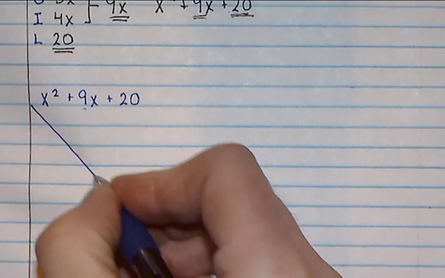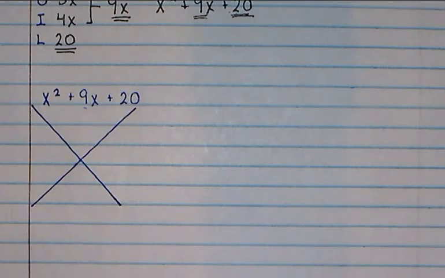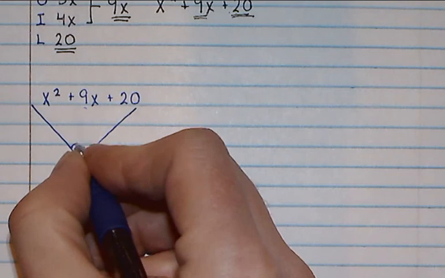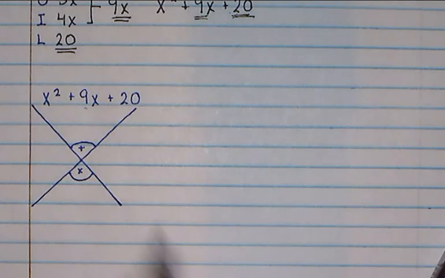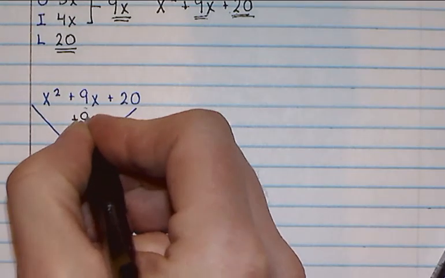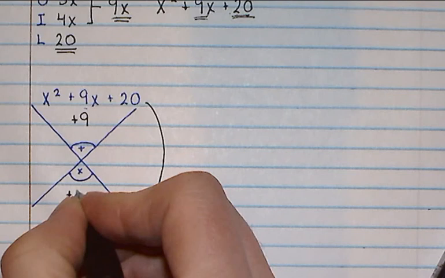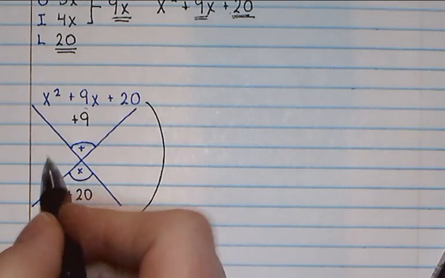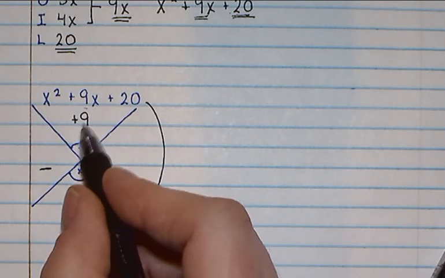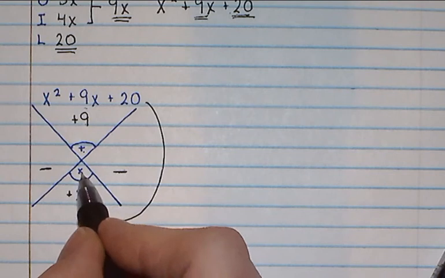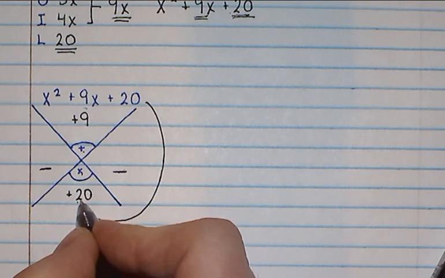What I want you to do is to draw an X underneath the problem. And I want you to put a plus here and a multiply sign here. Then what we're going to do is bring the positive 9 down, and then bring the positive 20 all the way around here. And we are looking for two numbers, one here, one here. These two numbers need to add to make a positive 9, and they need to multiply to make a positive 20.